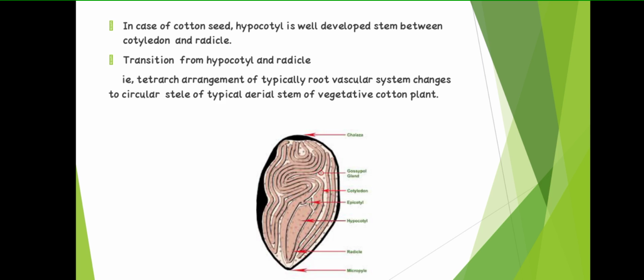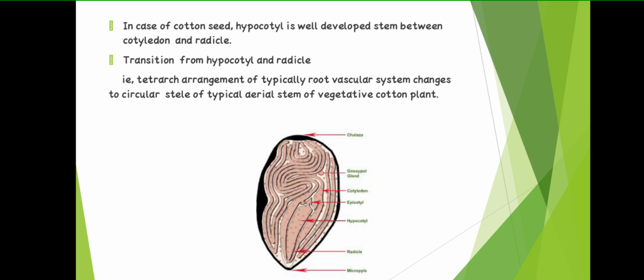After this we can discuss cottonseed. Here we are explaining the anatomy of the hypocotyl by using two examples: country bean, that is Lablab purpureus, which we have discussed first, and now we are discussing the cottonseed.